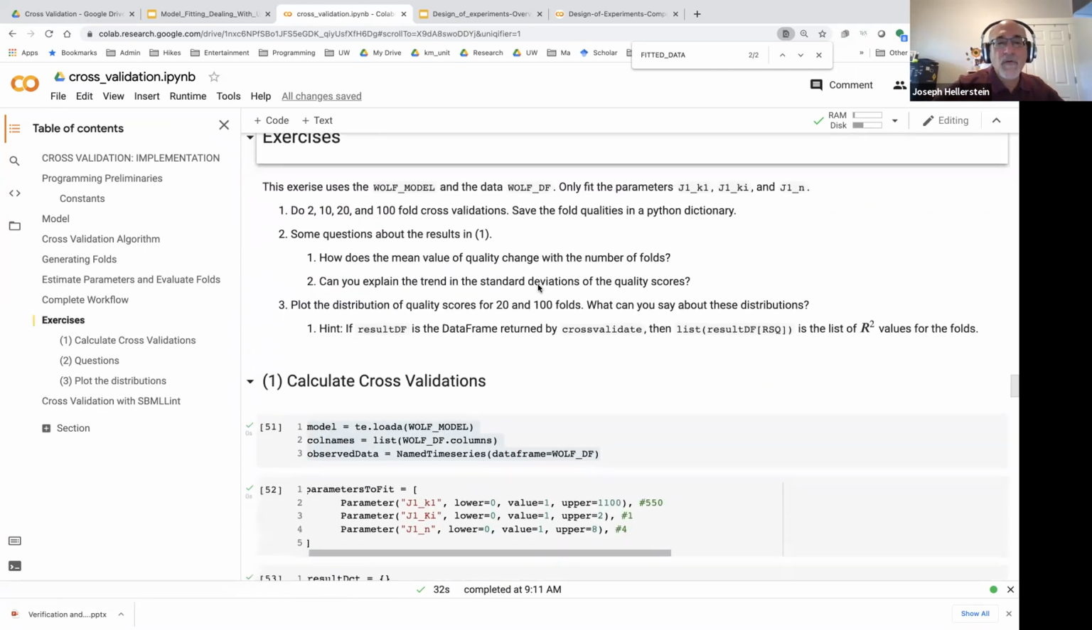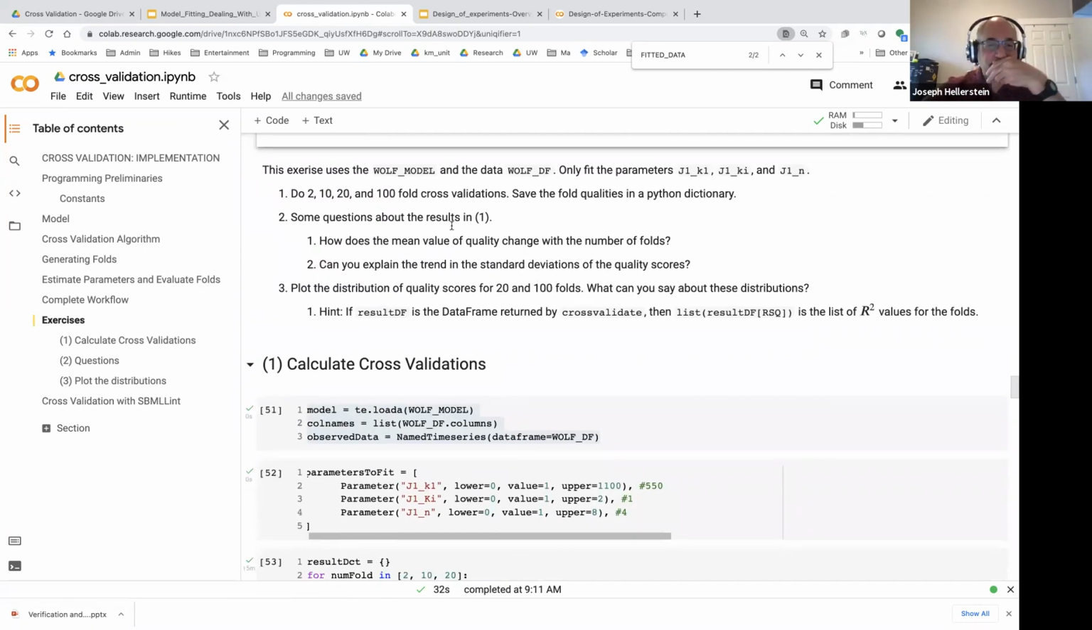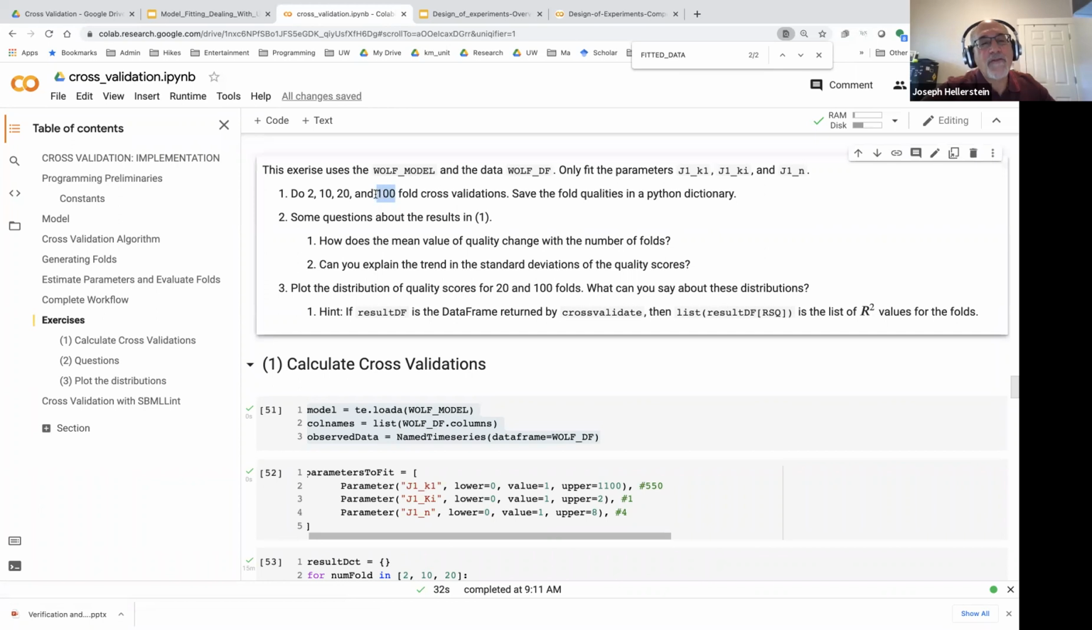All right, so here's the exercise. Use the Wolf model and fit just these parameters over here, which I actually did down below with SBStoat. Try some different levels of cross-validation. You may want to hold off on doing 100, because it takes a little while, since you're doing 100 fits on this data. This is why I limited the number of parameters, so it wouldn't take quite so long. You want to save this result and then look at some things.